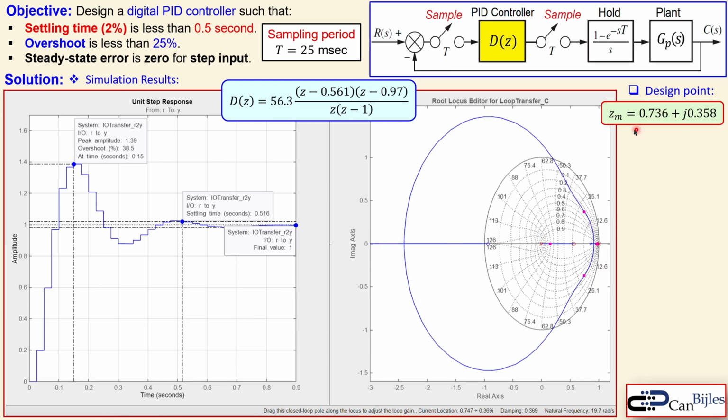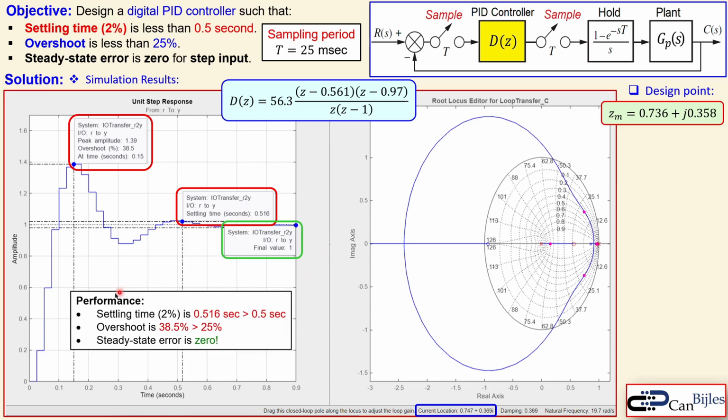Let's first start with the design point. That's shown here, the current location, which says 0.747 plus 0.369i or j, which is very close to the design point we had anticipated. But let's also see the performance of our unit step response. The first one is shown here. The second one is the overshoot and the peak time and also other values. We see the settling time here and also the final value. Now from here we see the following performance.